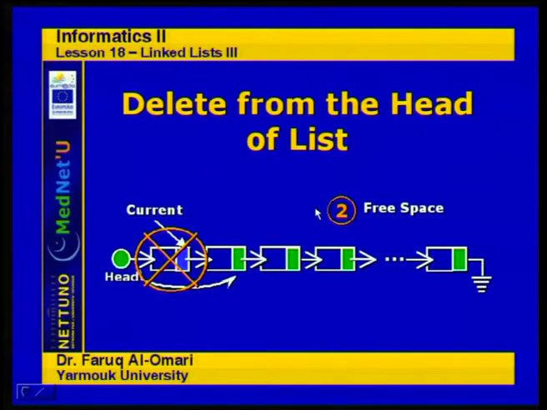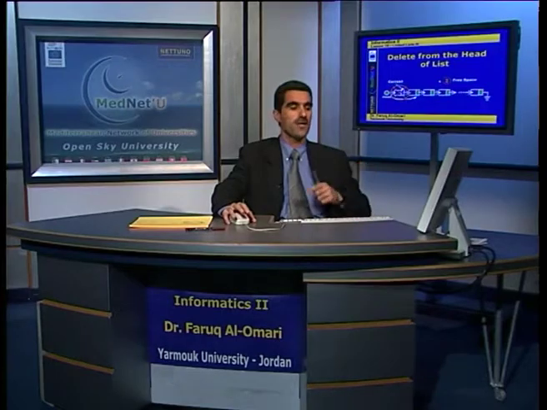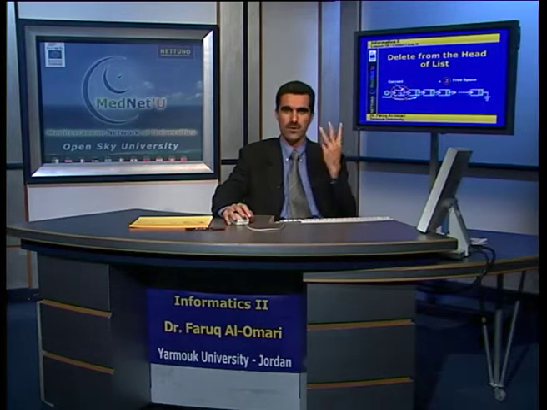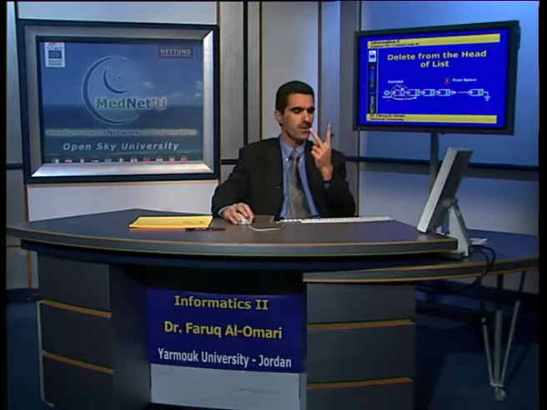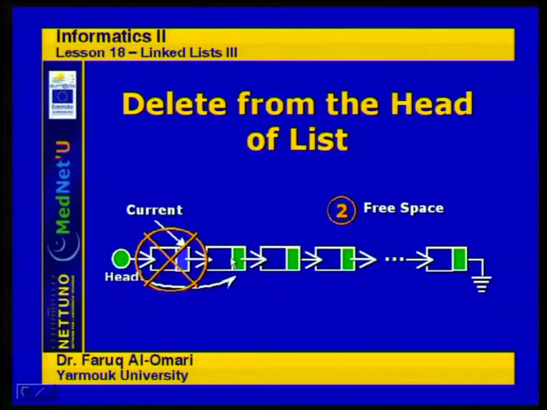Okay, so that's deletion from the top of the list. Very simple, very straightforward. Three steps: mark the node you need to delete, then make the pointer point to the node right after that, and then number three, free the space allocated for the node you deleted.